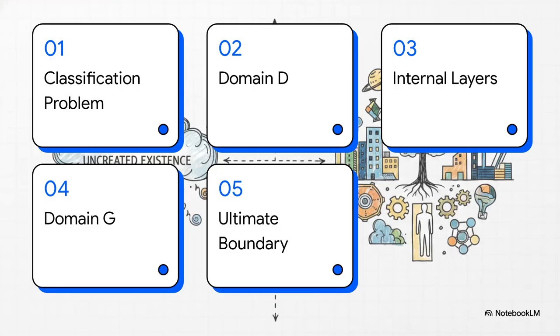Okay, here's our roadmap for today's conceptual climb. First, we'll look at the metaphysical classification problem. Second, domain D, which is created reality. Third, the internal layers of creation. Fourth, domain G, the uncreated divine. And finally, the ultimate boundary statement. Let's get right into it.